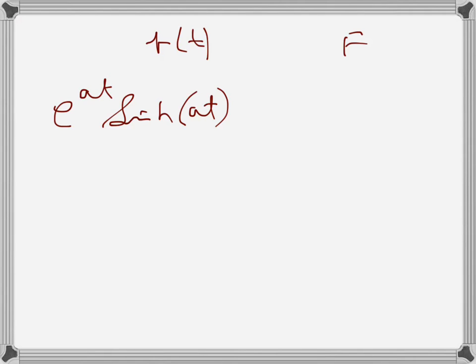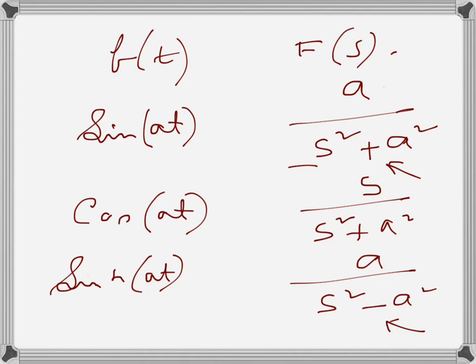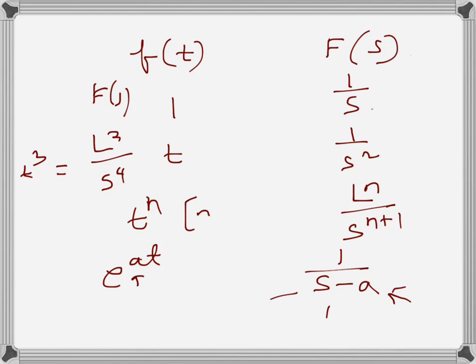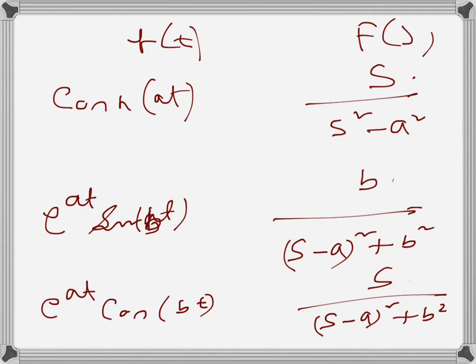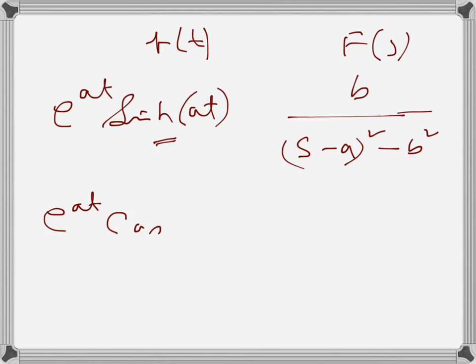Similarly, if it were hyperbolic, e to the power at times sine hyperbolic at, and here it is F(s). So that would be very much like this one and this one together. Basically it's the same as this one, but (s minus a) squared minus b squared, with the minus because it's hyperbolic, and then it is b here. Similarly, cos hyperbolic, I hope I am writing all of them correctly. Oh, this will be bt, but just double check.